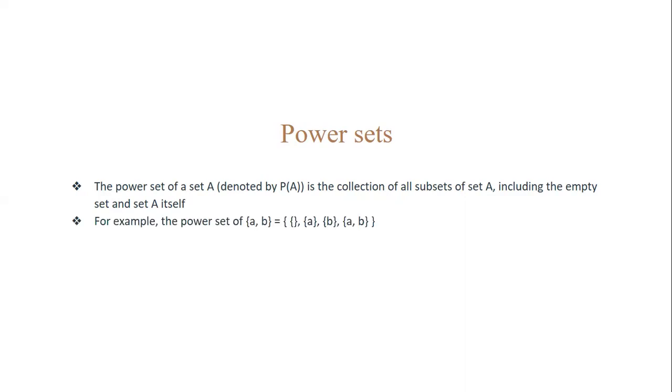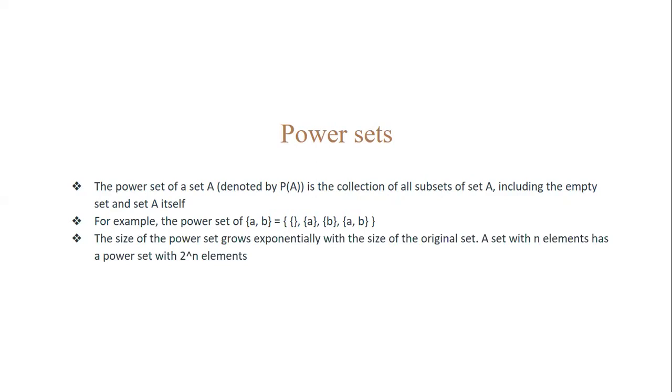Okay, so the best example: power set of the set A comma B. The first one is the empty set, which must be included, and set of A, set of B, and set of A comma B, which is the set itself. So this is the best example of a power set of a set.